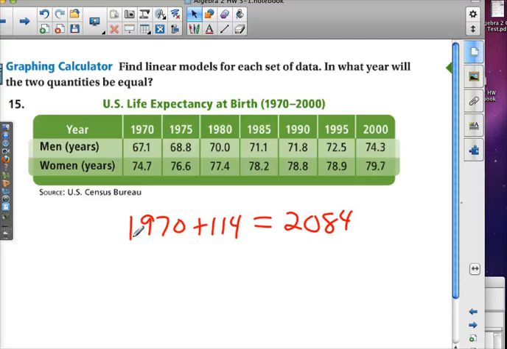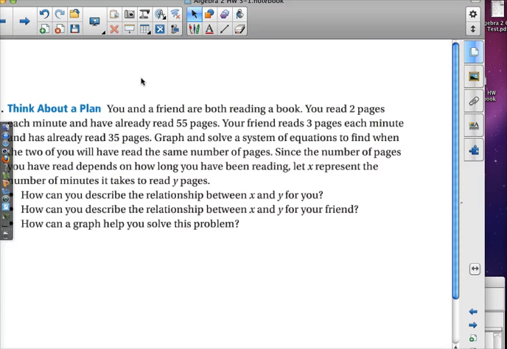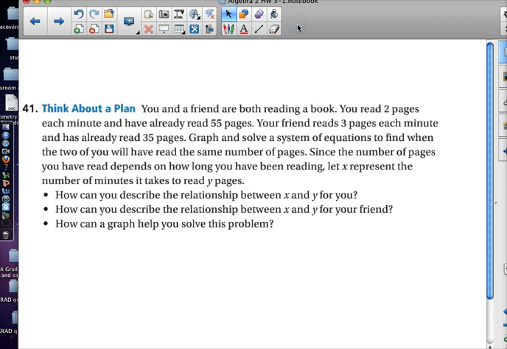Then the next one on my list was number 41. And this one is talking about how you and a friend are both reading a book. You read 2 pages each minute, and you've already read 55 pages. Your friend reads 3 pages each minute and has already read 35 pages. And we're supposed to graph and solve a system of equations to find when you will have read the same amount of pages. And as we get to the end of it here, it says, let X represent the number of minutes it takes to read Y pages.